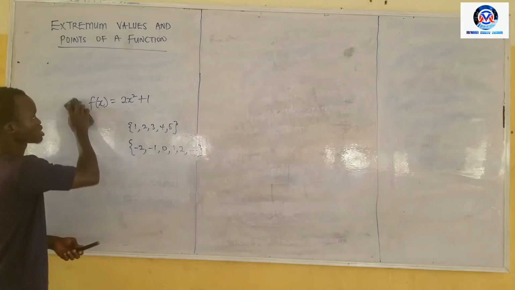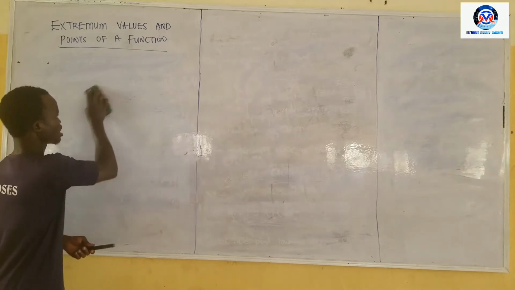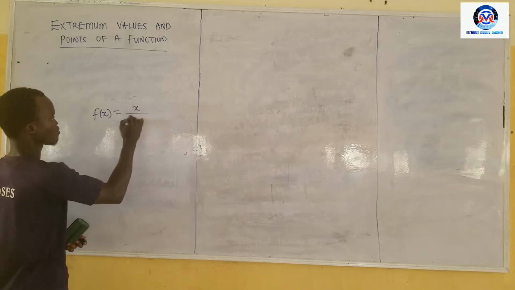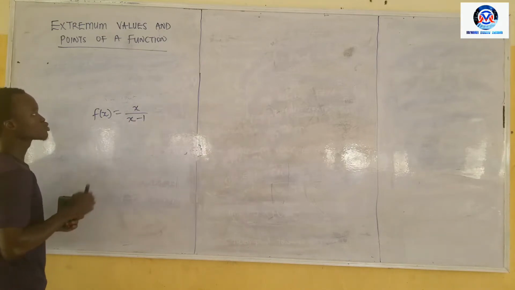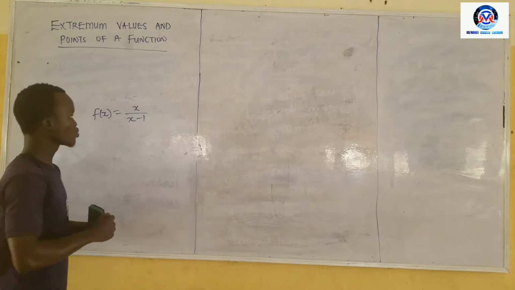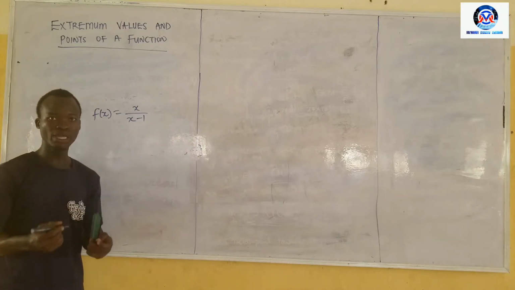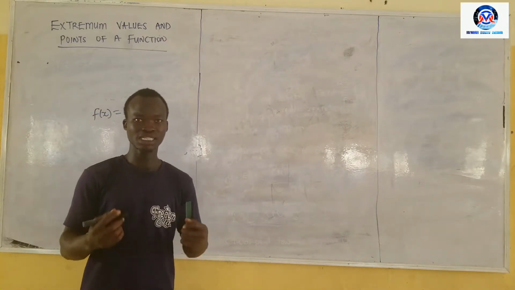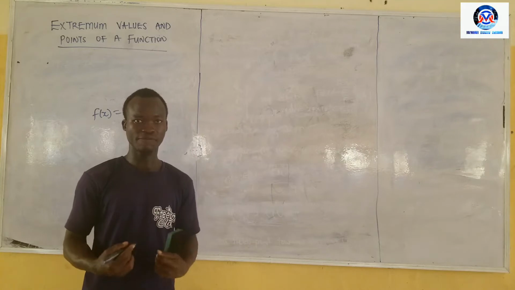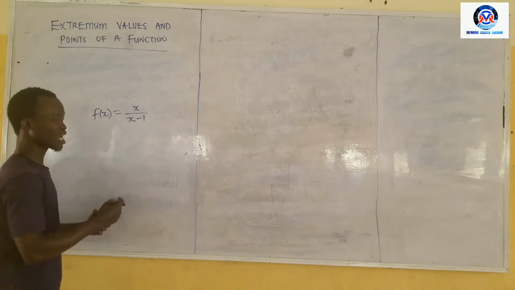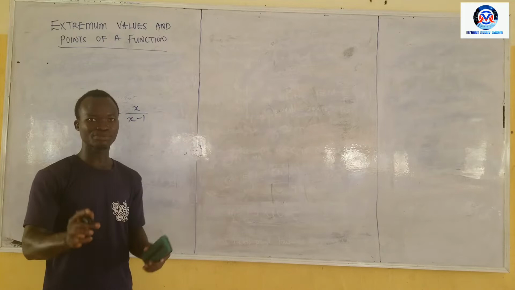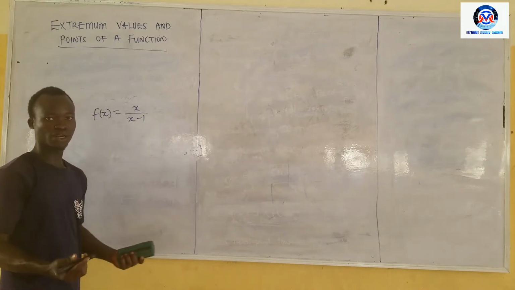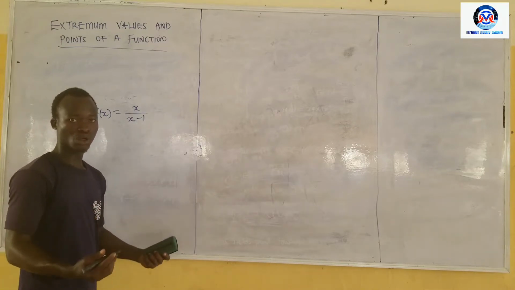So now let's consider another function. Let's consider a function f of x equals x over x minus 1. Now we want to know the domain of this function. How do we know the domain? We said the domain is the set of numbers or the set of inputs that is generally accepted by the function. So now, the function will accept all numbers except 1. Why? Because putting 1 in this function, we will not be able to evaluate the function. We won't have a result for the function.